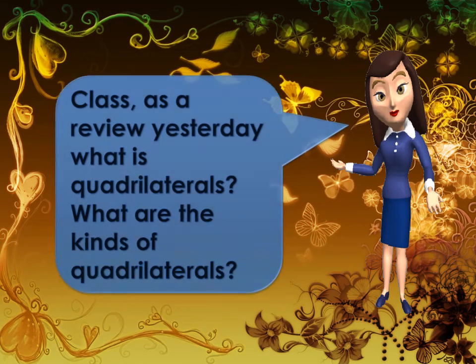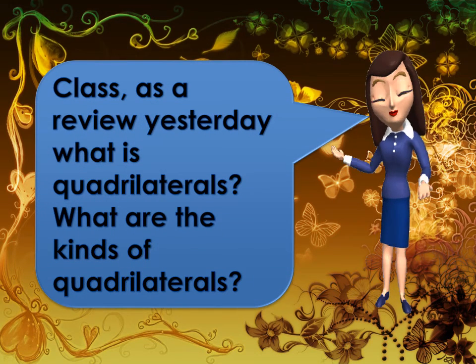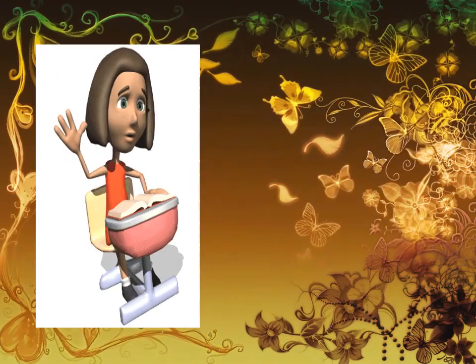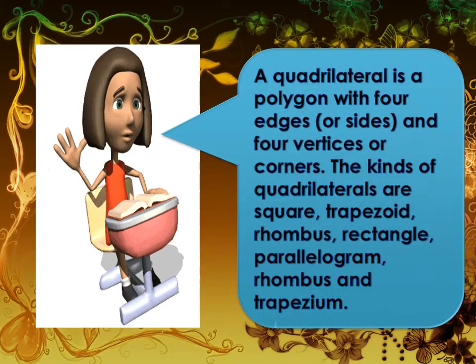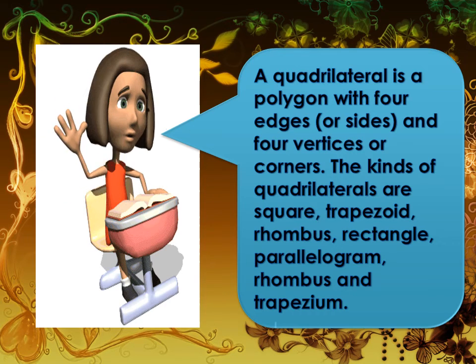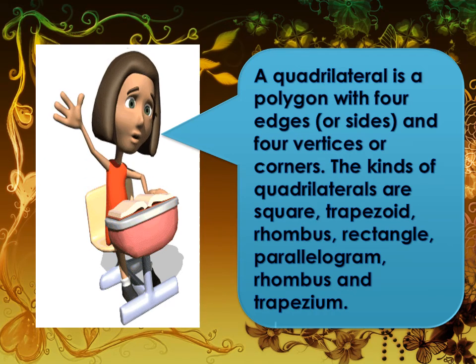Class, as a review from yesterday, what is a quadrilateral? What are the kinds of quadrilaterals? A quadrilateral is a polygon with 4 edges, or sides, and 4 vertices or corners. The kinds of quadrilaterals are square, trapezoid, rhombus, rectangle, parallelogram, and trapezium.